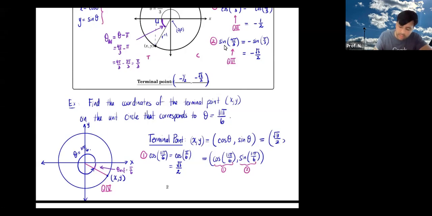Now, let's look at the second coordinate, which is sine of 11 pi over 6. Well, what do we know again? Quadrant 4. Sine is negative in quadrant 4. So therefore, I must have a negative associated with sine. And I'm taking sine of the reference angle pi over 6. What is pi over 6 for sine? Sine of pi over 6, sine of 30 degrees is a half. So then I got negative a half. And this will be the coordinates of my terminal point. It's rad 3 over 2, comma negative a half.